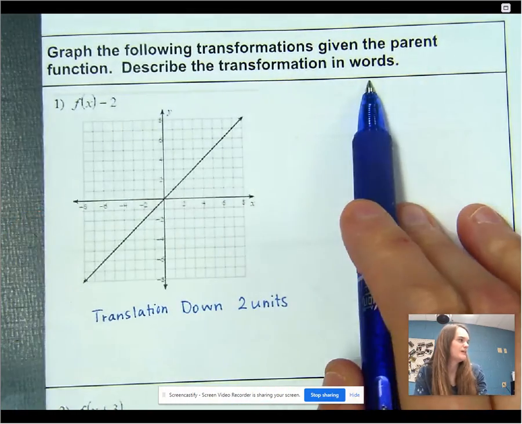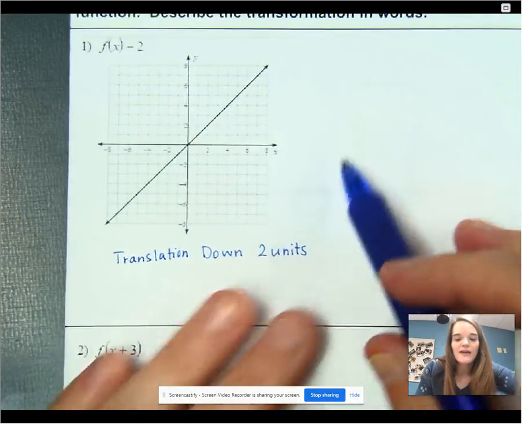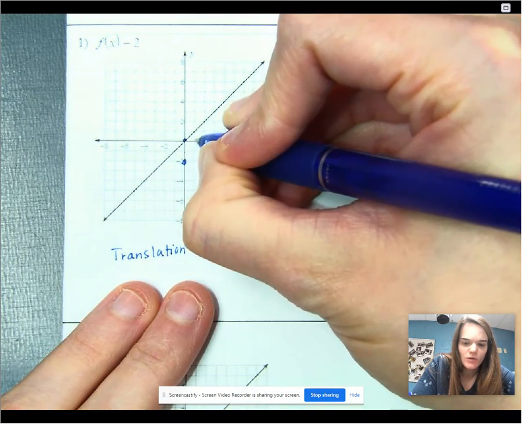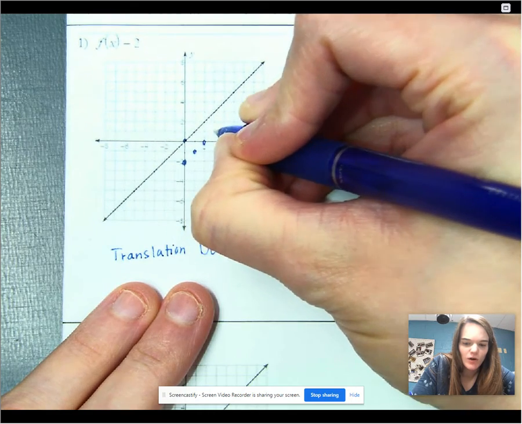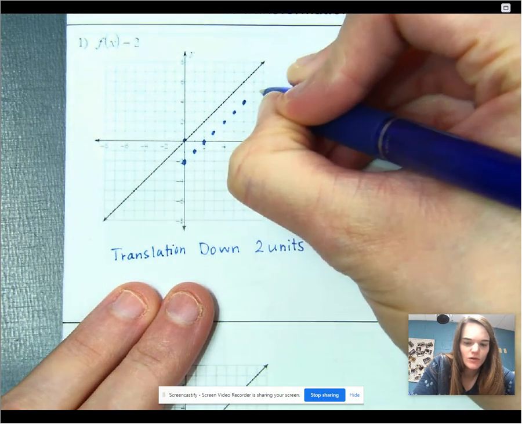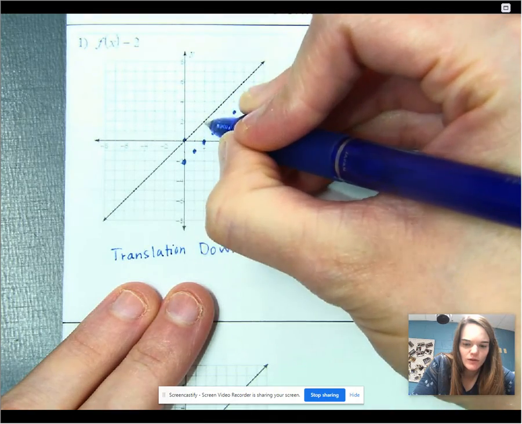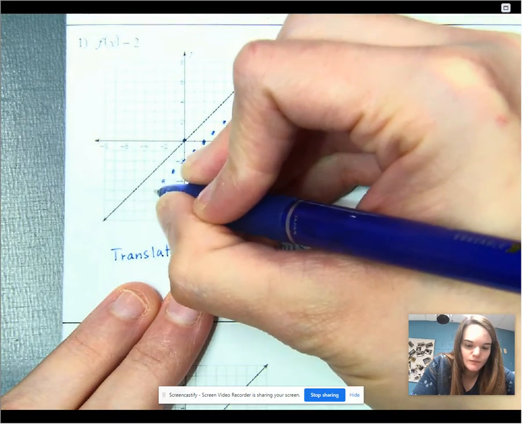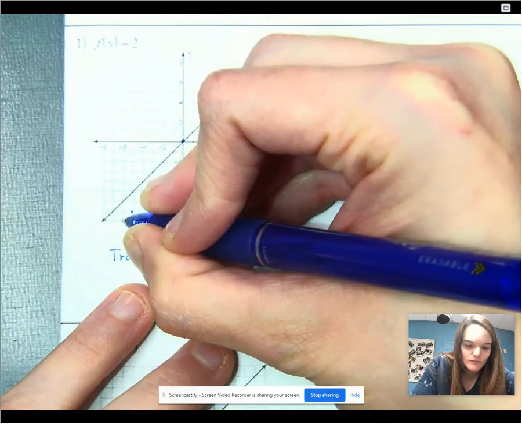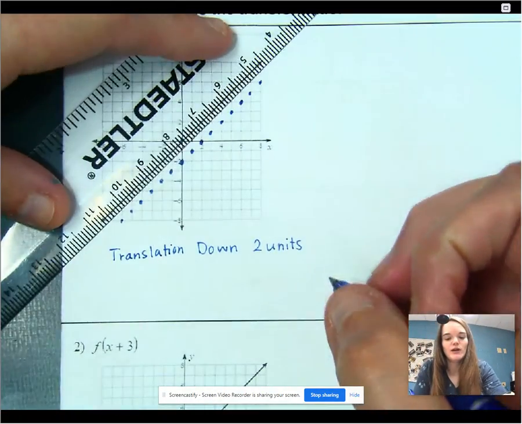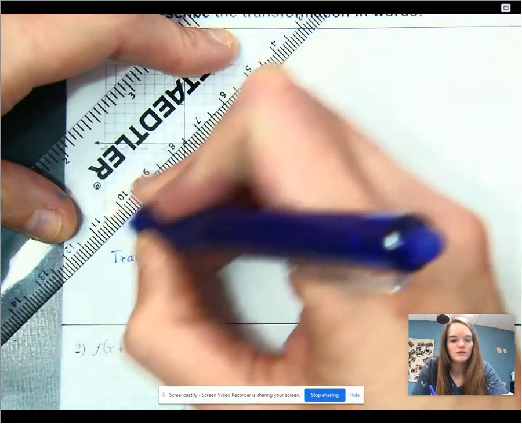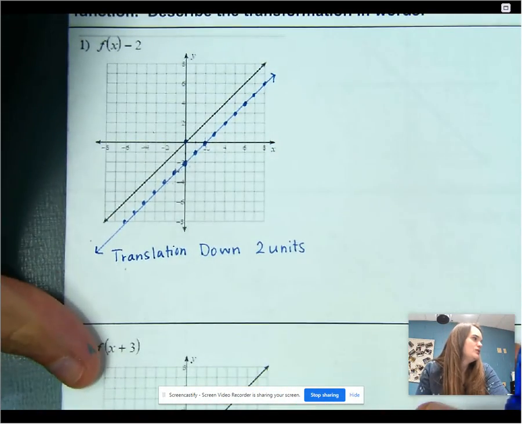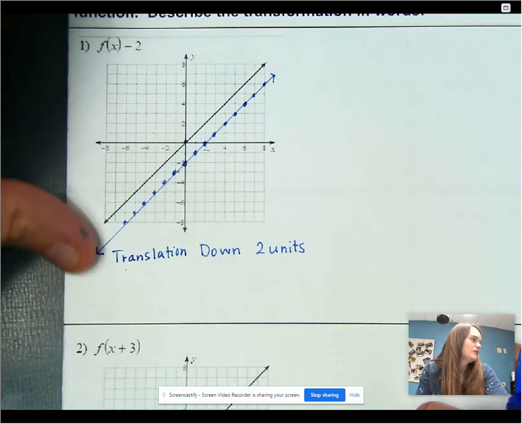That's the second part, actually, describe the transformation. After I've described it, I'm actually going to move down 2. 1, 2. 1, 2. I'm going to move all of them down 2. Did I move down 2 or down 1? Got to make sure, because sometimes you never know. I did move down 2, though. So I'm regraphing it now. I moved it down 2 units because that's what -2 means.